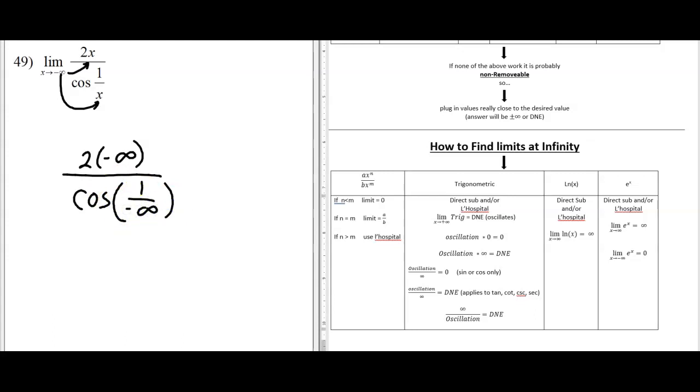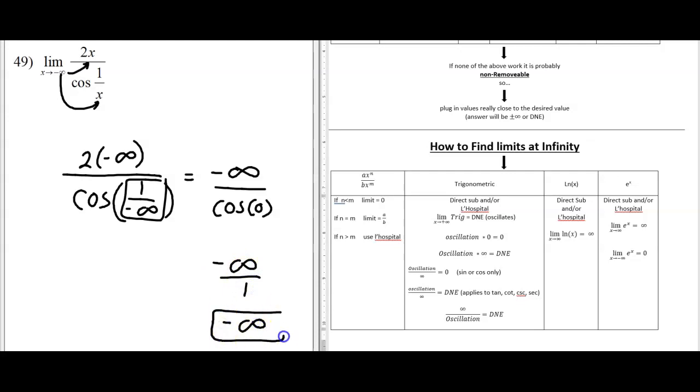All right, now we talked about this. A number over infinity is 0. So I have cosine of 0 on the bottom, and on the top, 2 times negative infinity is just negative infinity. Cosine of 0 is 1. So I've got negative infinity over 1, which is just negative infinity.